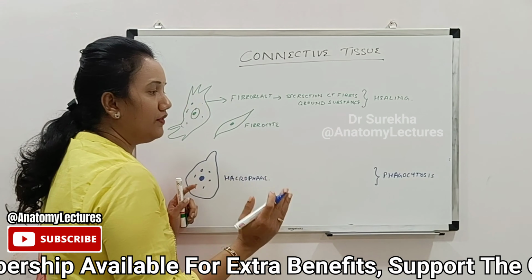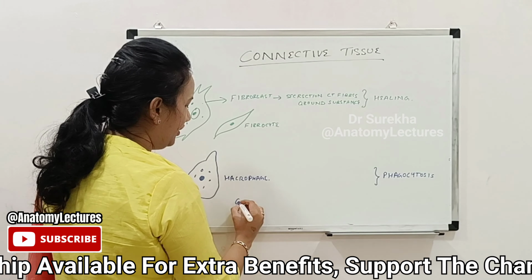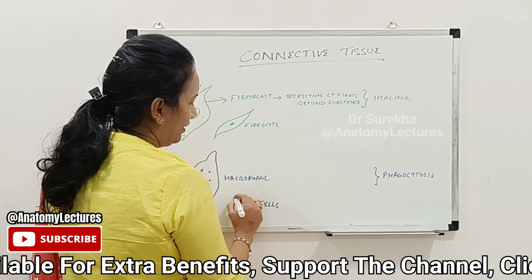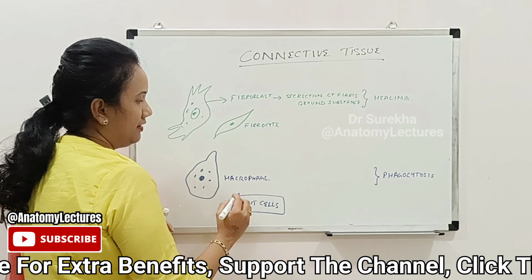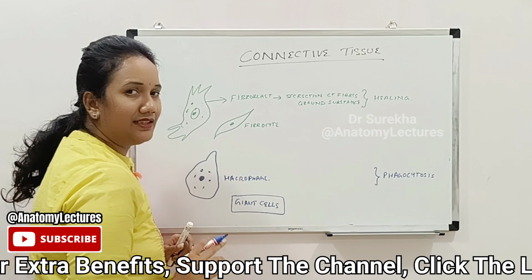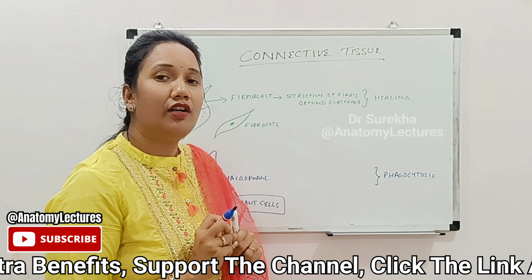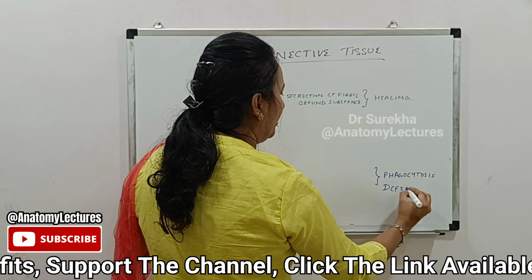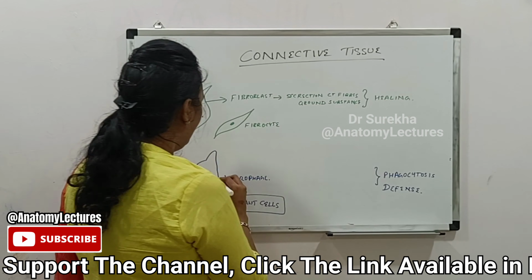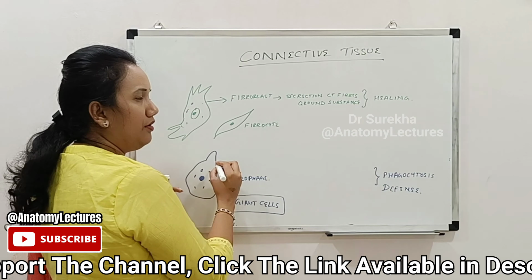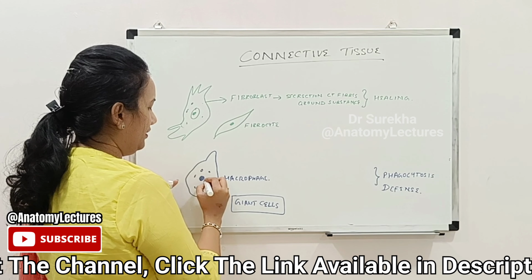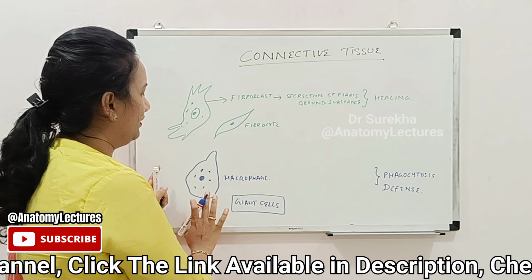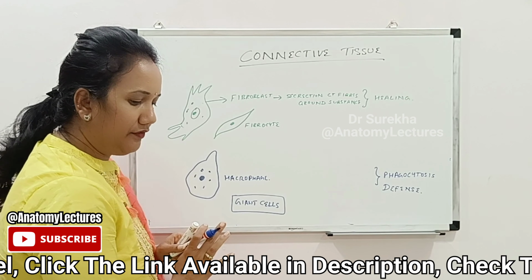These macrophages will unite to form the giant cells. So they help in phagocytosis. They will engulf the foreign body. So they help in the defense mechanism. It is irregular in shape with processes, and it has a centrally placed oval nucleus. So this is the shape of a macrophage.